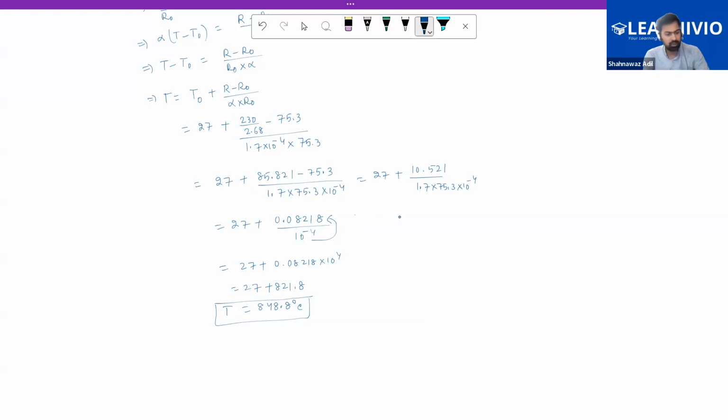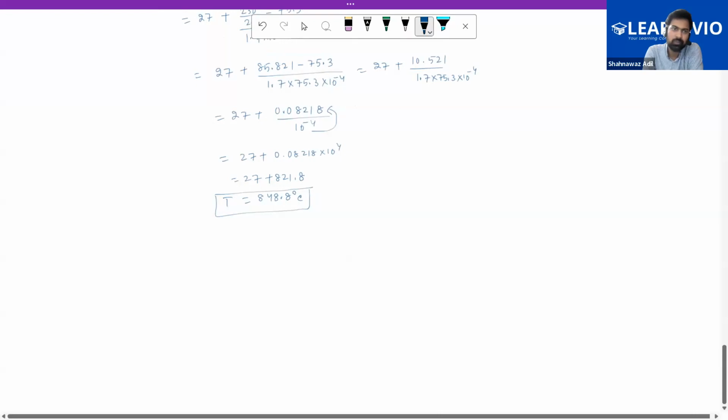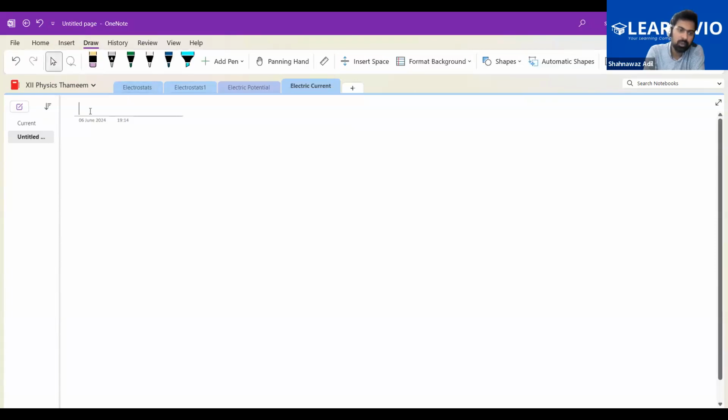Done. Okay, so now let us see the next topic, which is combination of resistance. And after that we'll talk about cells. So combination of resistance is involved in this process, but I'll just recap this and then we'll talk about the cells, right?